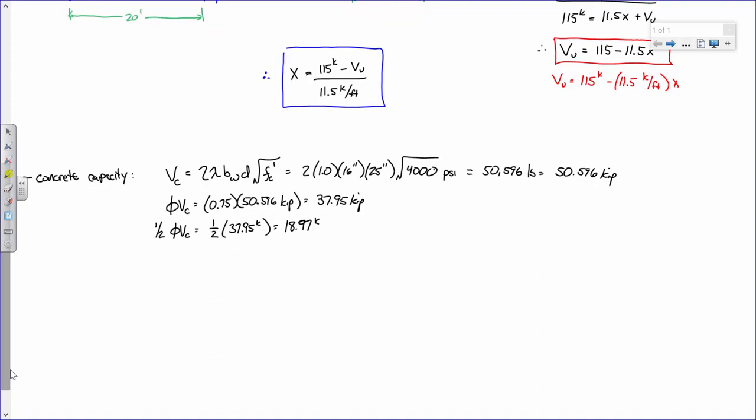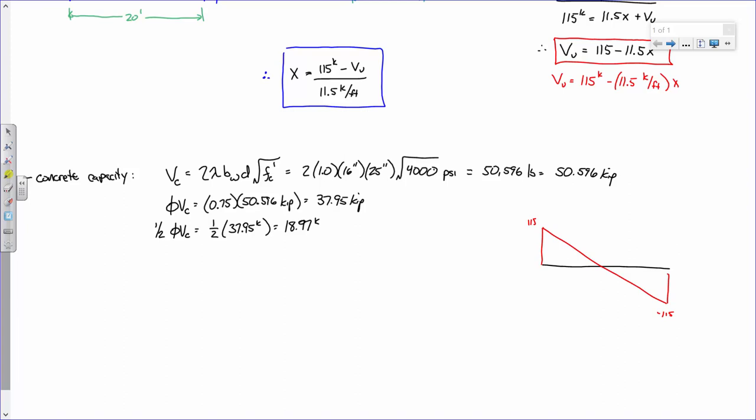18.97. Okay. So far, so good? Now, I could probably plot the shear diagram right now because, think, what is the shear diagram going to look like from a 30,000-foot view? I'm going to go up, 115. I'm going to go down something like that to minus 115, and I'm going to go up, right? That's what the shear diagram looks like. I think we all know that.